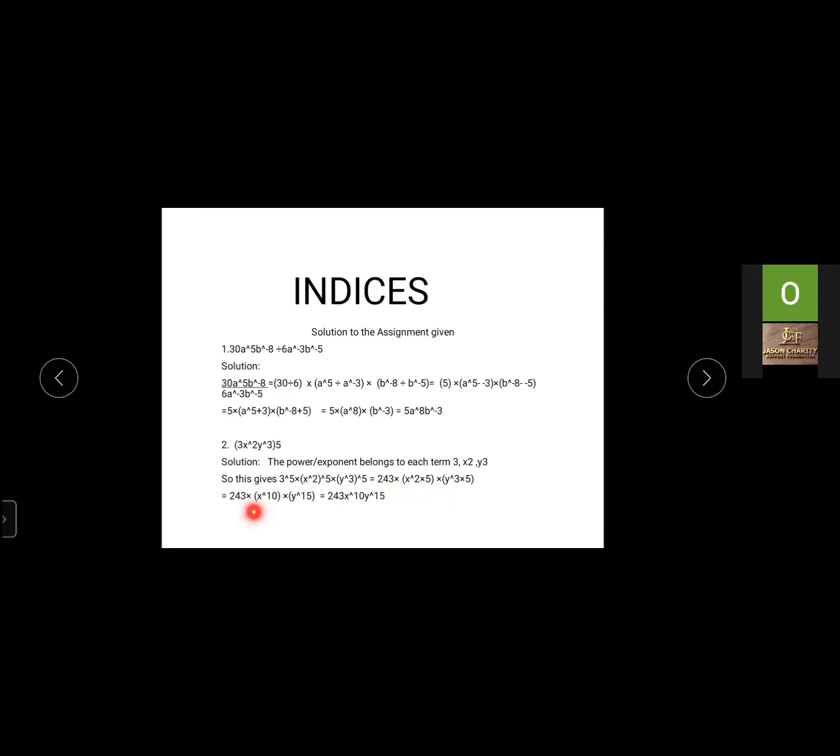This leads us to the next step. 243 times x raised to the power of 2 times 5 gives us x raised to the power of 10, times y raised to the power of 3 times 5 gives us y raised to the power of 15. So this gives us 243 x raised to the power of 10, y raised to the power of 15.